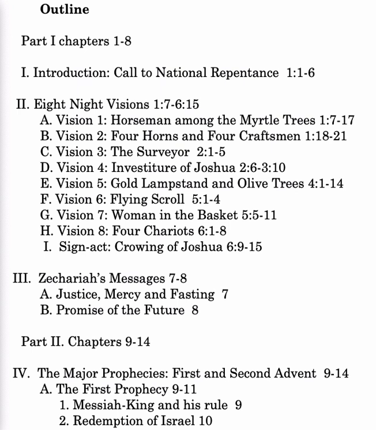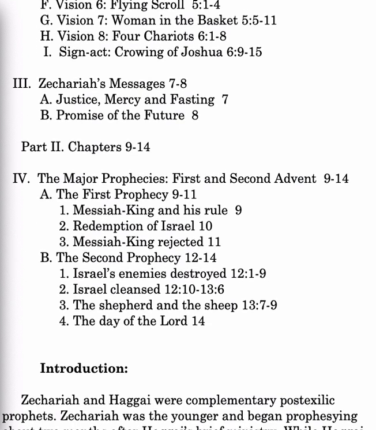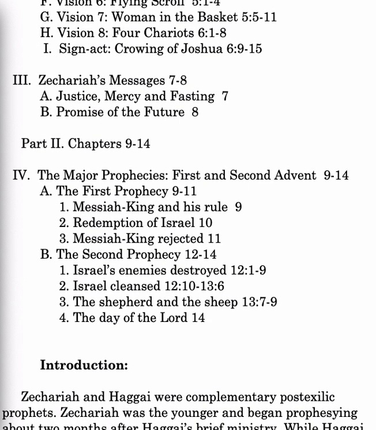5, gold lampstand and olive trees. 6, the flying scroll. 7, woman in the basket. 8, four chariots. That's all eight visions. And then he does a sign act with the crowning of Joshua. Zechariah's messages. This is section 3, the two messages: justice, mercy, and fasting, and promise of the future.